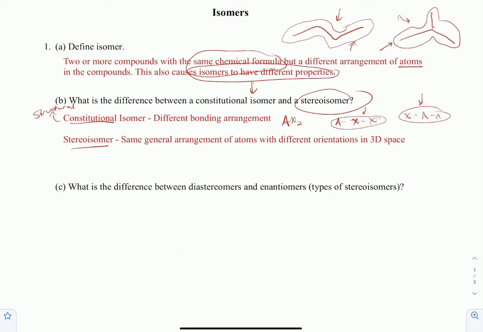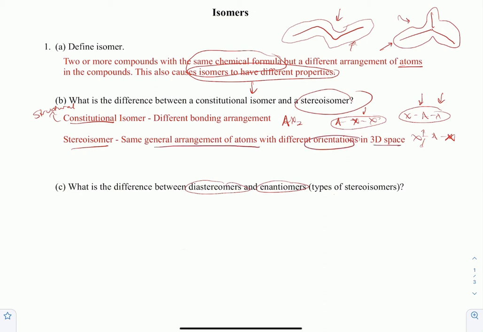Now, if it was a stereoisomer, we would have to have this. Let's say it's XAA, or XAX. But somehow, there's a different 3D spatial orientation that we can't see yet. It's going to be easier once we start talking about diastereomers and enantiomers in a little bit, what that looks like. And stereoisomer, like we've been saying, is the same general arrangement of atoms, but with different orientations in 3D space.